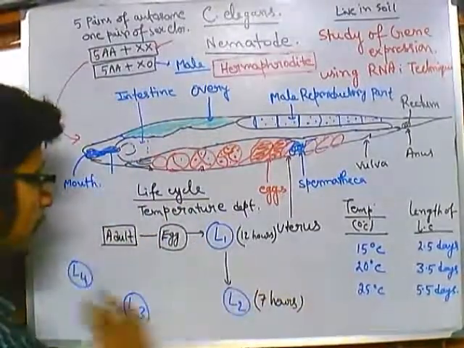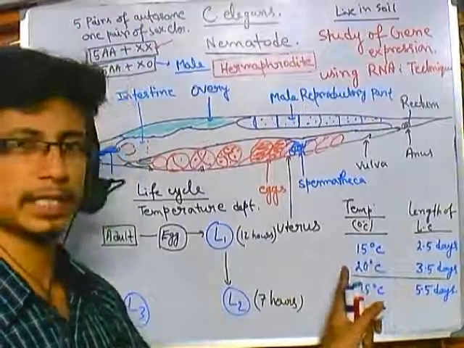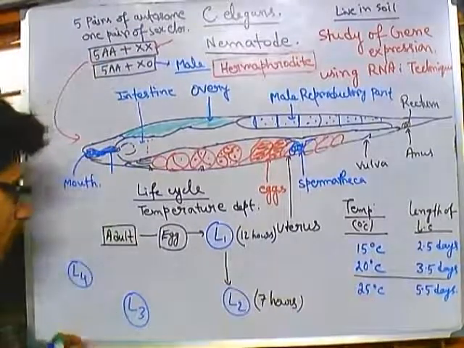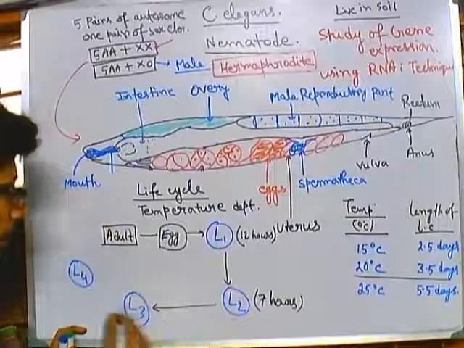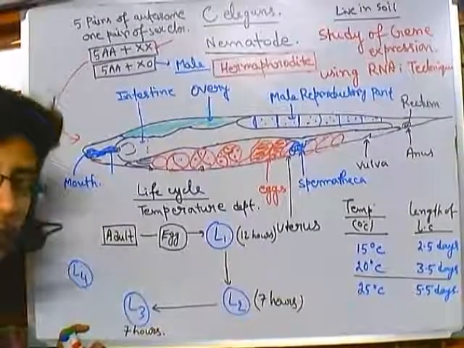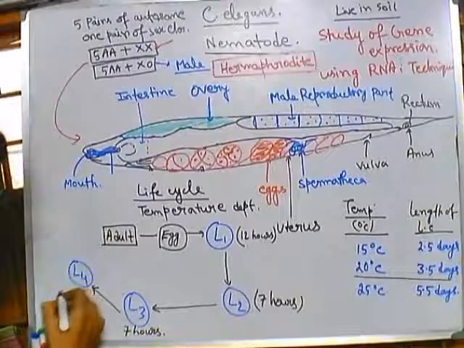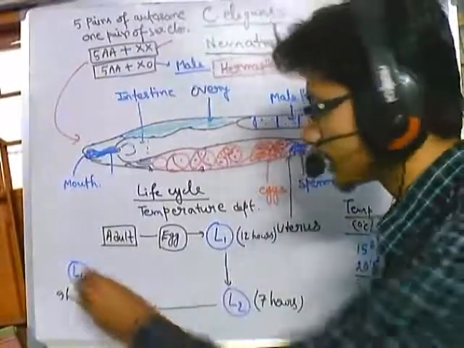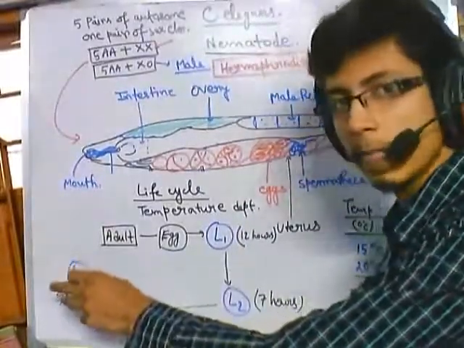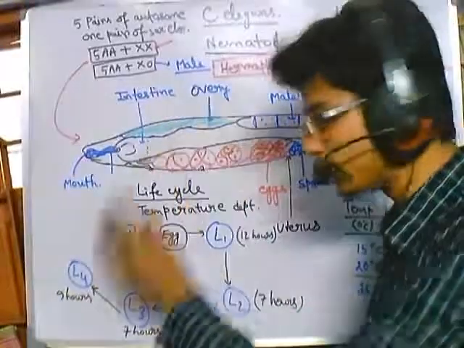This is the life cycle we are following at 20 degrees Celsius, because this is the normal, basic temperature, room temperature. So we'll be looking at this temperature. Then they transfer from L2 to L3, and they stay at larval stage 3 for 7 hours. Then from L3 to L4, and at the L4 stage they stay for 9 hours. Finally, the last modifications take place at the fourth larval stage of C. elegans development, and then they molt to adulthood and produce the adults.